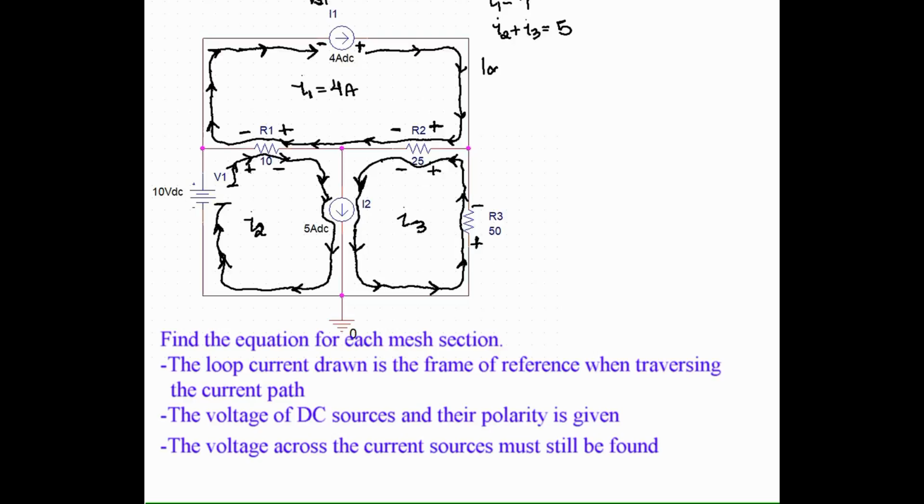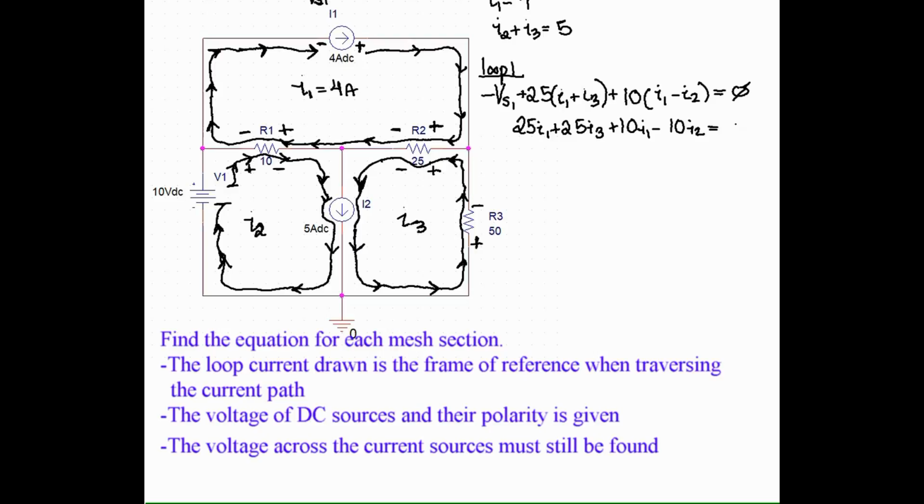Okay, so the next thing we want to do is find the equations for each mesh section. So provided that we've written the polarity correctly on our mesh currents, this shouldn't be too hard. So we have minus VS1. VS1 is the voltage across the current source. It's going to be minus VS1 plus 25 times (I1 plus I3). So we're adding those two currents together. So from the frame of reference of I1 in the first mesh current, I3 is going in the same direction. So that's why we're adding those together.